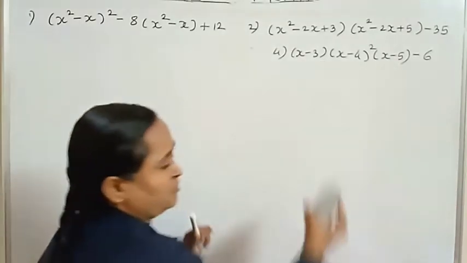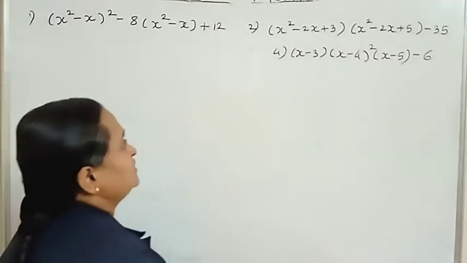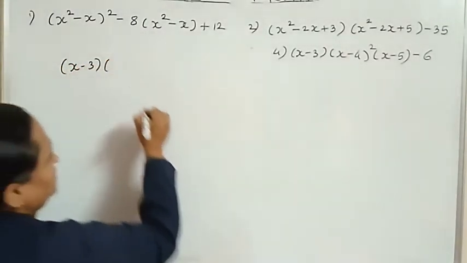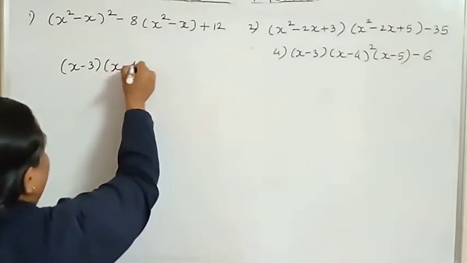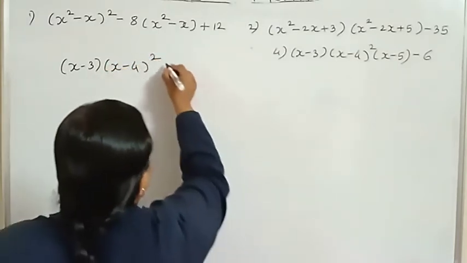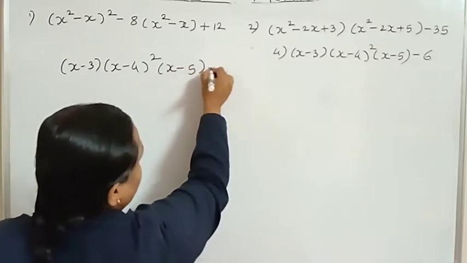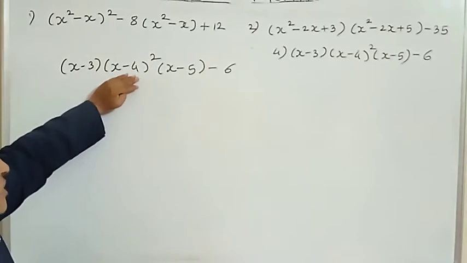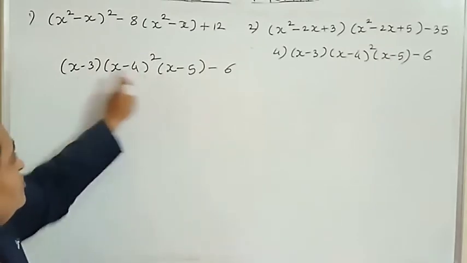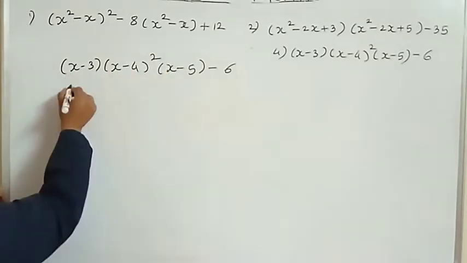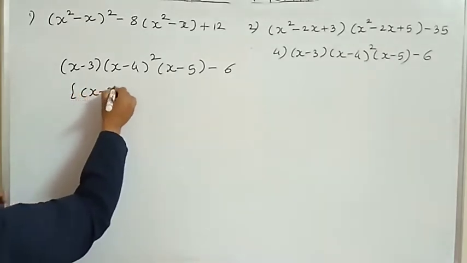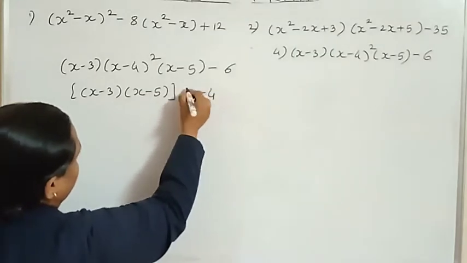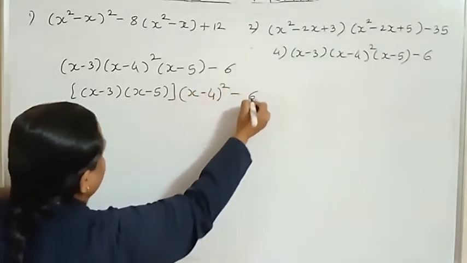Now see this fourth number example. Now in this example, what is there? See, x minus 3, second bracket is x minus 4 bracket square, then x minus 5, minus 6. Now here square is there, therefore this separate bracket we will keep and we will do multiplication of this first and third bracket. x minus 3, x minus 5, and next we will do x minus 4 bracket square minus 6.